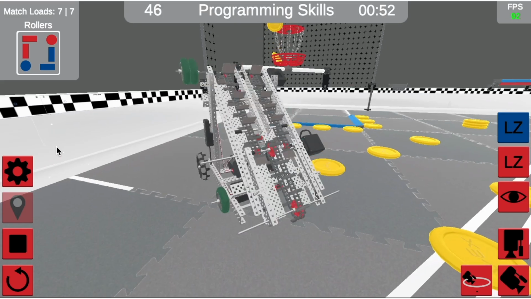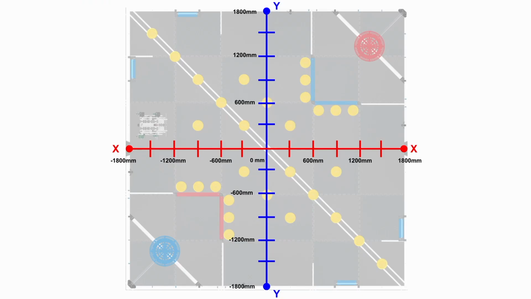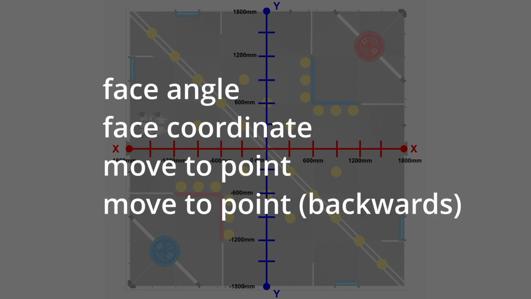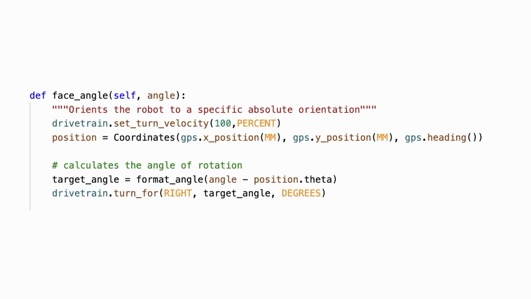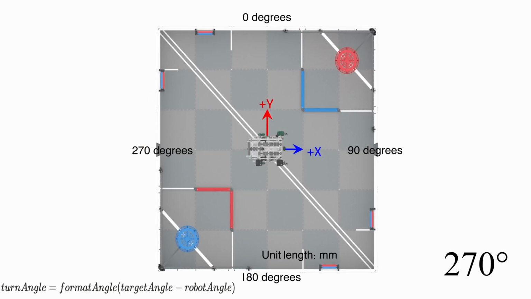For locomotion, we use GPS to track the position and the rotation of the robot on the field. We utilize this to achieve various movements. Firstly, in the chassis class, we made a function called face angle. It allows the robot to rotate to a specific absolute orientation.